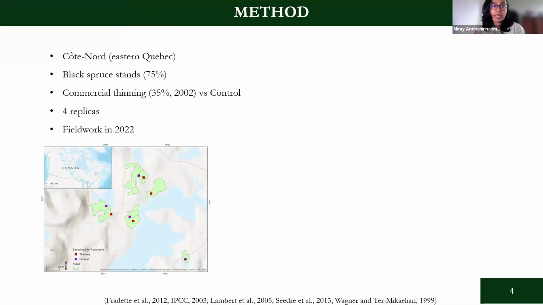The study took place in eastern Quebec, which has cooler weather and less fertile soil than the western portion of the black spruce distribution range. We did field work in 2022, and we considered unthinned stands that originated from fire in 1999 versus commercially thinned stands where 35% of the basal area was harvested through a thinning from below.